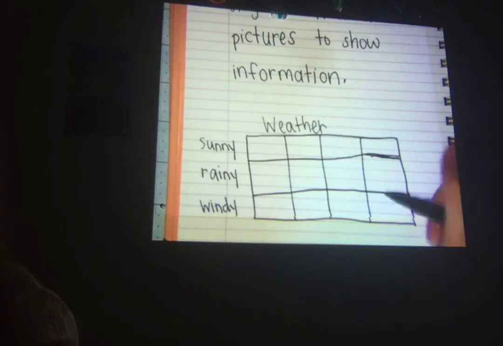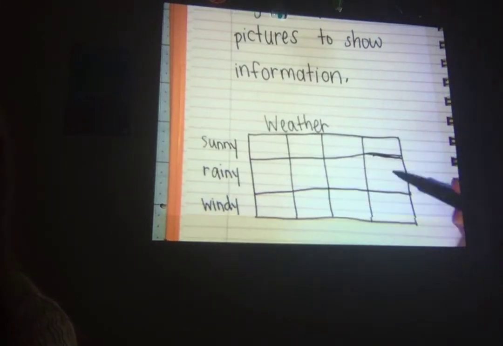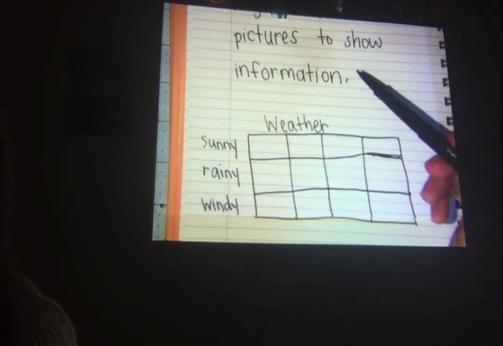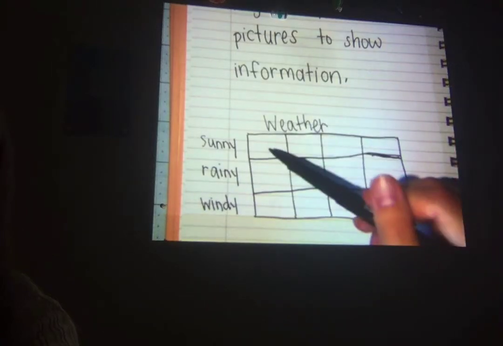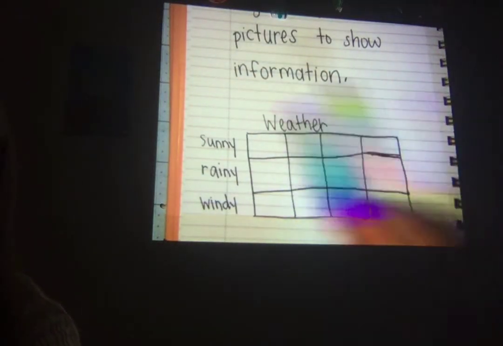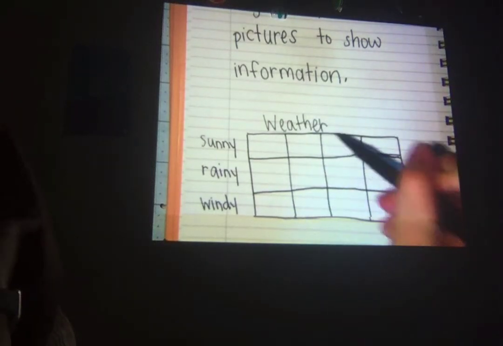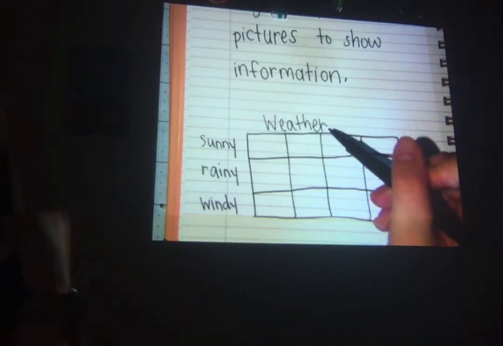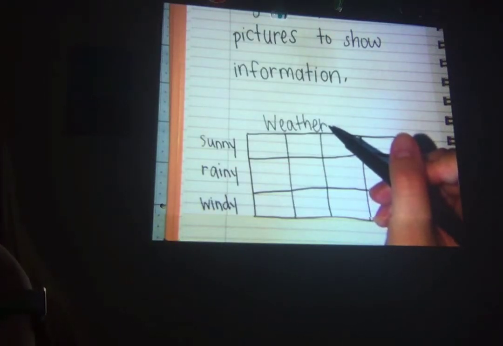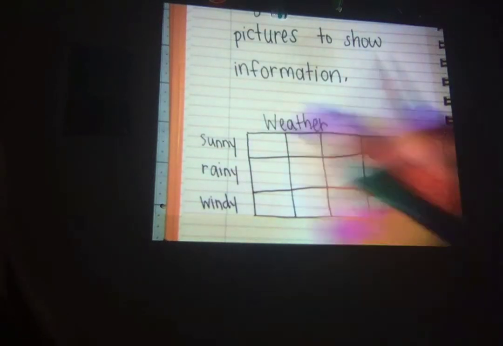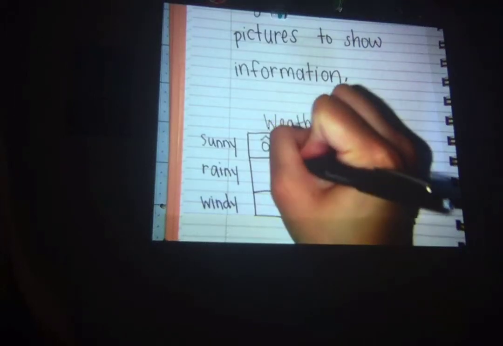Okay, so the point of a picture graph and what makes a picture graph special is that it uses pictures to show information, just like our definition says up here. So I'm going to give you some information and we're going to draw some pictures on our picture graph to help us show some information. Okay, so this is going to be weather. Okay, so let's say that last month there was 4 sunny days. 4 sunny days. So I am going to go ahead and draw 4 little suns.